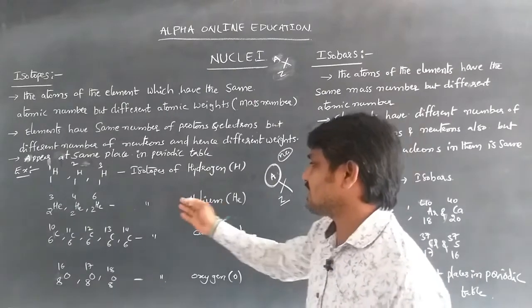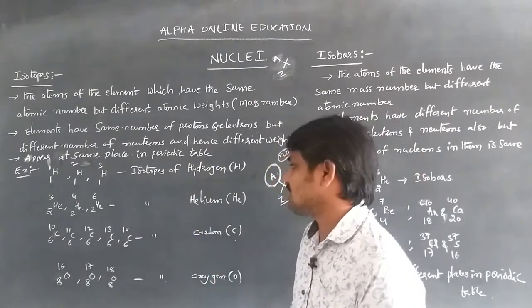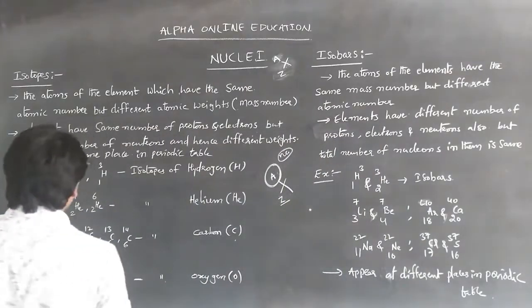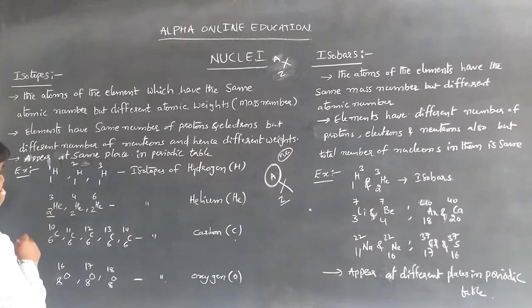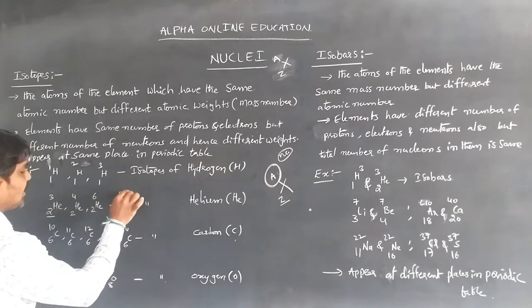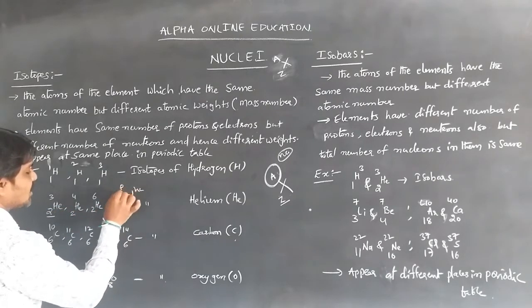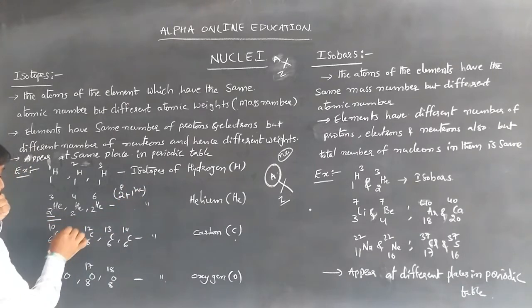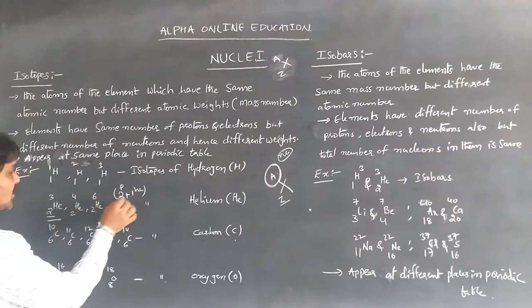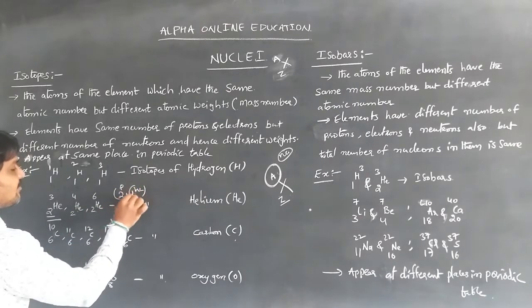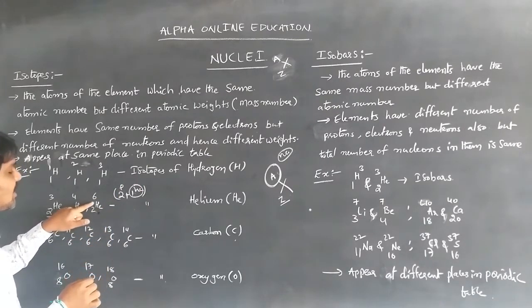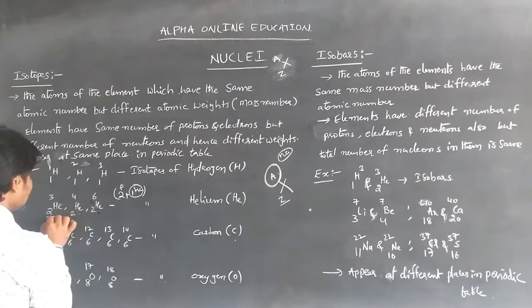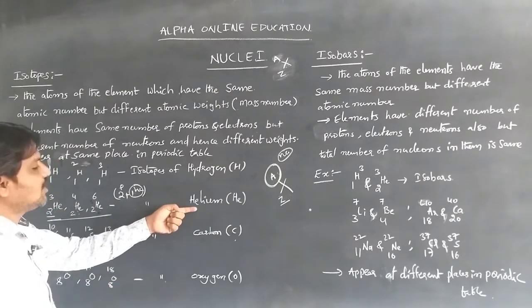There are several other examples: helium, carbon and oxygen. Here 2He3, 2He4 and 2He6: 2He3 has 2 protons and 1 neutron, 2He4 has 2 protons and 2 neutrons, and 2He6 has 2 protons and 4 neutrons. These are the isotopes of the helium atom.